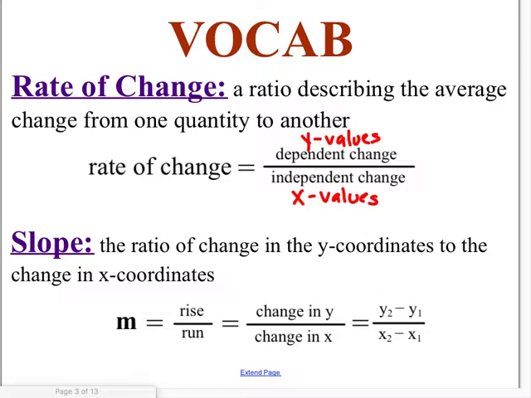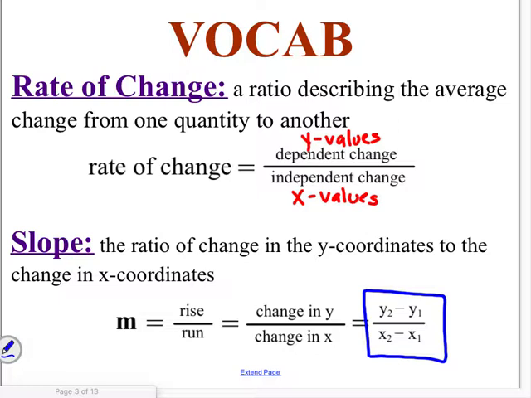So, a couple different ways to help you remember slope is rise over run. How much you're going up and down compared to how much you are going over or horizontally. You could also think of it as change in y versus change in x. And this one on the end is going to be the most helpful for us. That's the algebraic formula, y2 minus y1 over x2 minus x1.